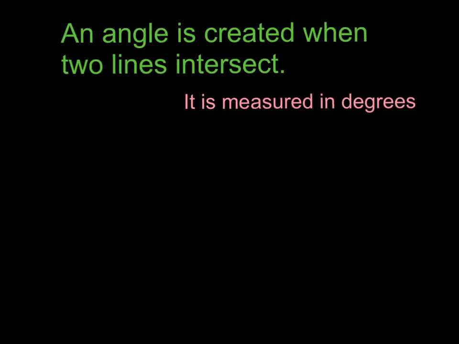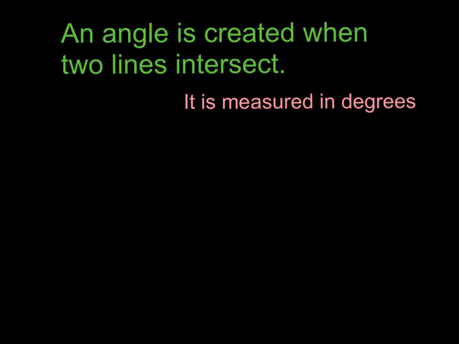Okay, we're going to switch gears and talk about angles. We talked about them briefly when we talked about how to tell what line is perpendicular, but we're going to look at the definition again. So we said an angle is created when two lines intersect. And what does intersect mean? I hope you said cross. And it's measured in degrees.